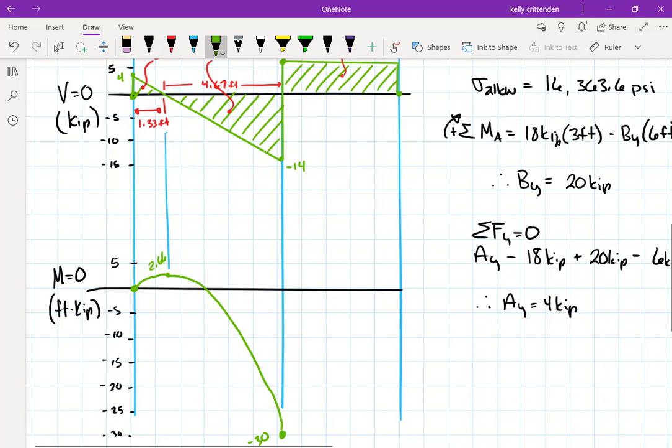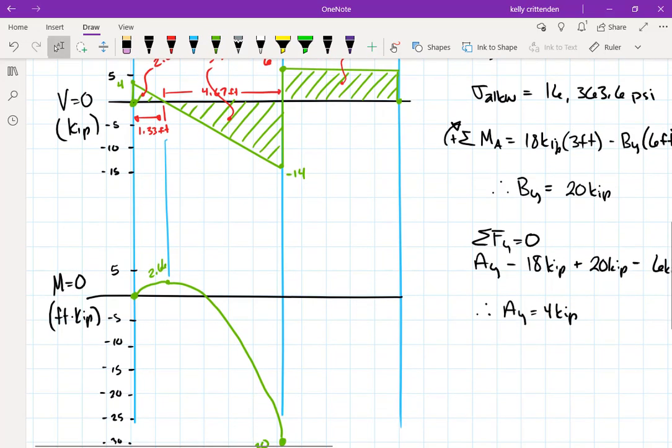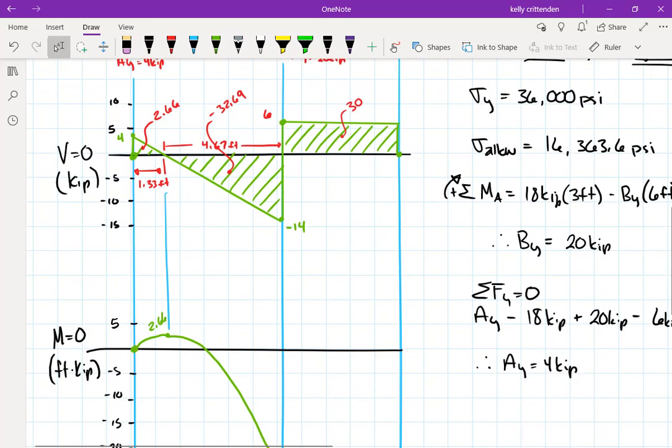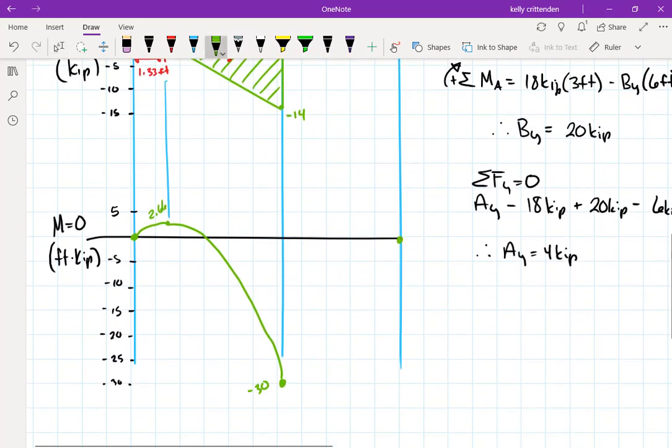And then our last little section here, we're at negative 30. This is a positive 30. It's a constant shear in this section, so it means it'll have a constant slope, and it's positive shear, so it means it'll be a positive slope. So it will essentially get us back to 0, kind of like this.